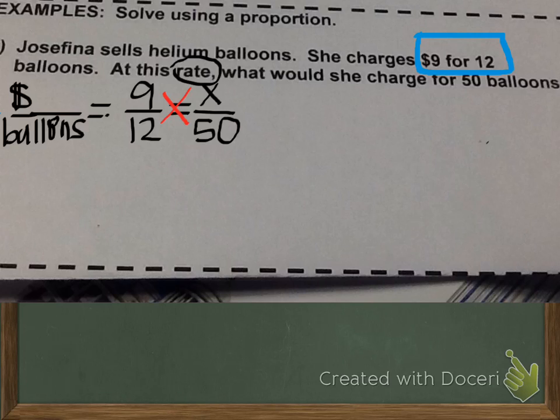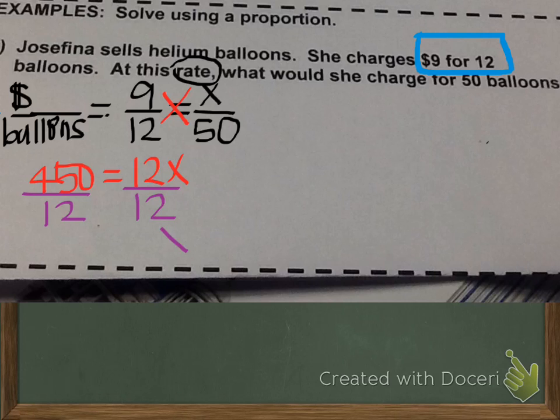So I have 9 times 50, which I can do 9 times 5, which is 45, and then just add my 0, equals 12 times x, which is just going to be 12x. Now that I want to solve for x, all I need to do is get my 12 by itself. So divide off my 12 on both sides.